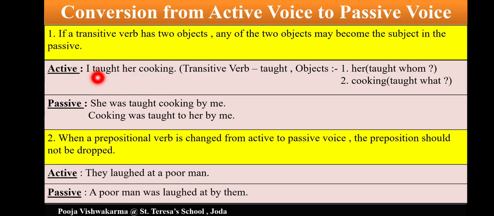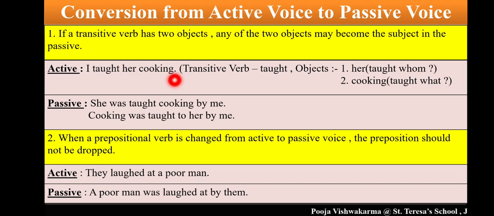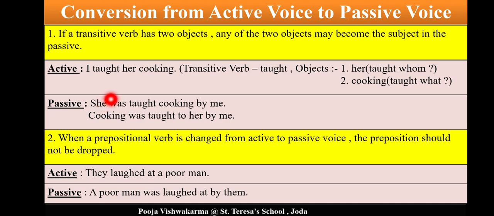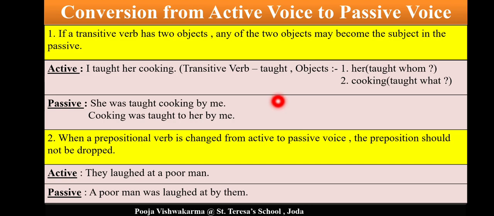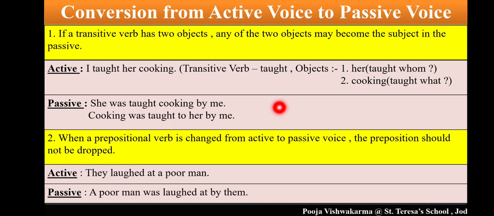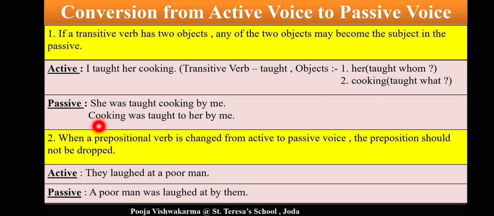So as you can see, my verb taught has got 2 objects here, her and cooking. Okay, so both the things can be used as a subject in my passive voice. She was taught cooking by me. Cooking was taught to her by me. Both the things are correct. I can tell you one more example here. He told me a story. A story was told to me by him. I was told a story by him. Both the ways are correct.